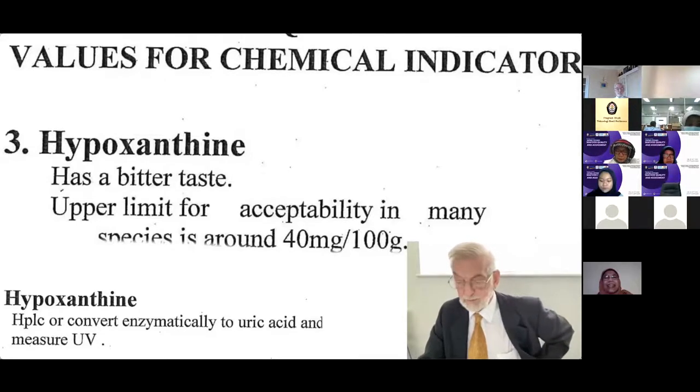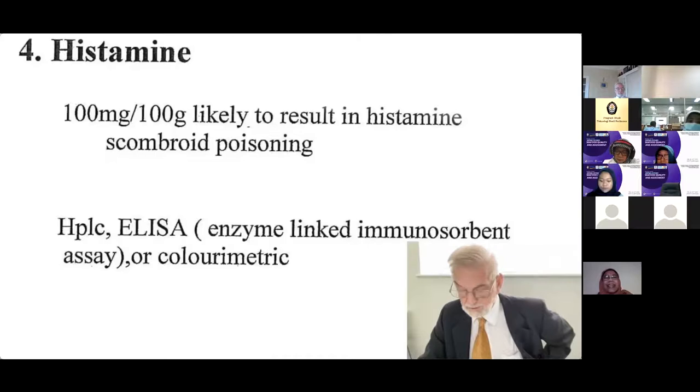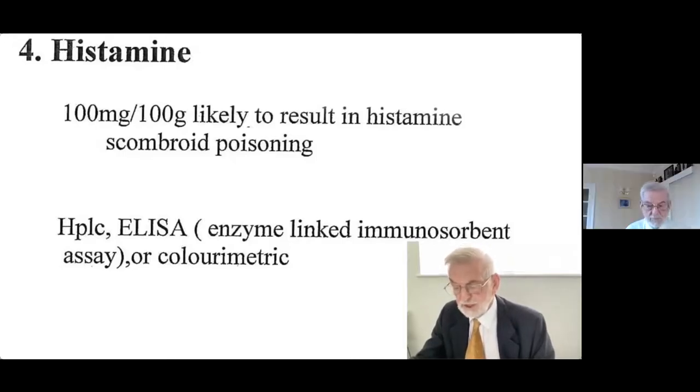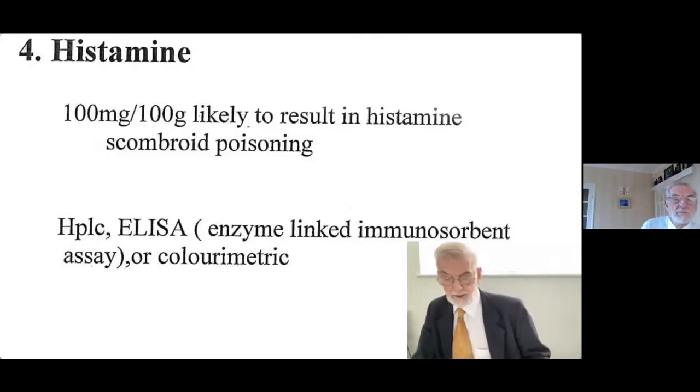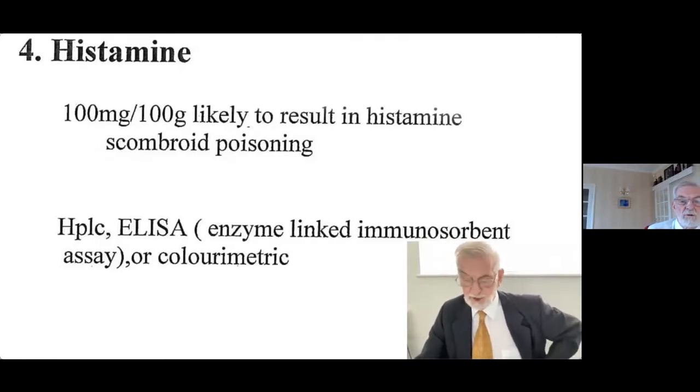Hypoxanthine can also be measured enzymatically to uric acid. Histamine. Now histamine is limited. It is limited to Scombroidae or Clupeidae, fatty fish such as tuna, mackerel or herring. And histamine is formed from histidine, an amino acid found in the blood and flesh of these fish.